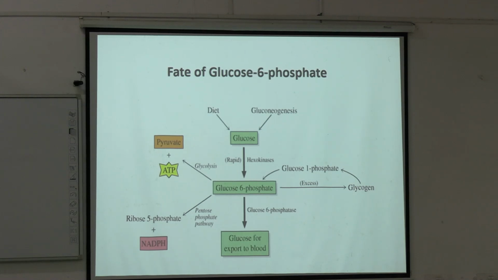This direction is called glycogenesis. This direction is called glycogenolysis. Write down, write down, fast, fast. Later on you will forget. Then this is one pathway. So that is synthesis and breakdown of glycogen from glucose 6-phosphate. To and from. Right?